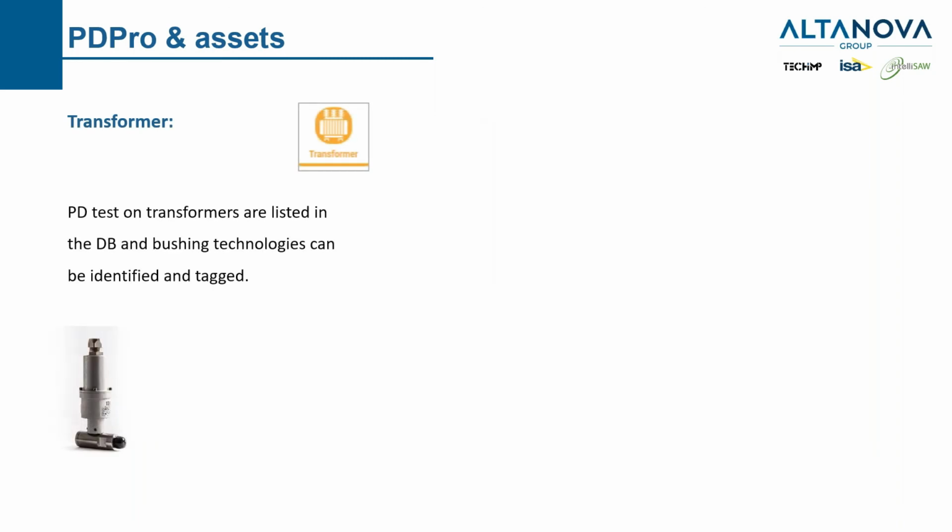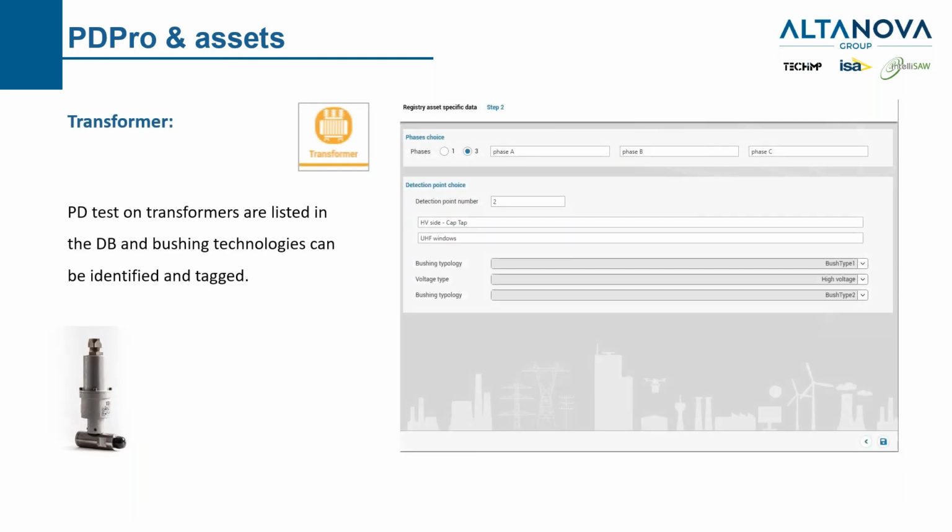Last but not least, the transformers. In this case, we can also, let's say, put some information about not just the detection point, but also the bushing typology that we are testing. We can have 1 or 2 in case we are testing 6 bushings transformers, and we can insert this. We can put this information into the database and retrieve it later on during the analysis and when we want to compare data.